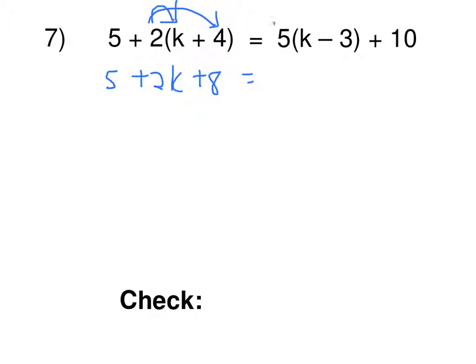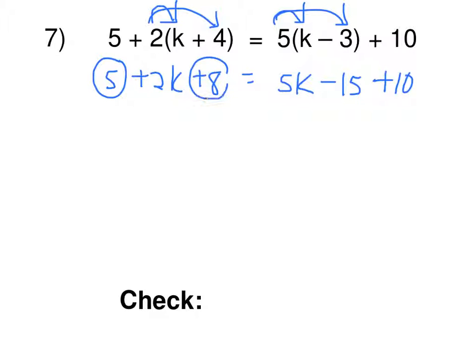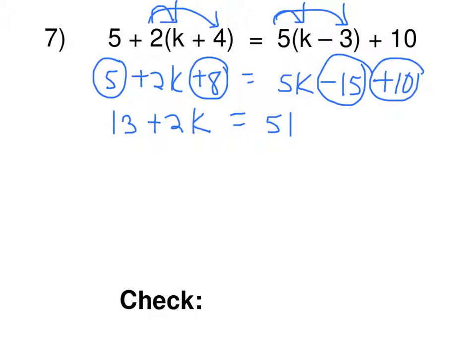Then I'll do distributive property here. So I get 5k, and distributive property there, negative 15 plus 10. Now I need to combine like terms. That's the second step. So I have a 5 and an 8. I'm going to get those together and it makes 13. 13 plus 2k on the left. Now I'm going to combine the negative 15 and the 10. So I get 5k minus 5.